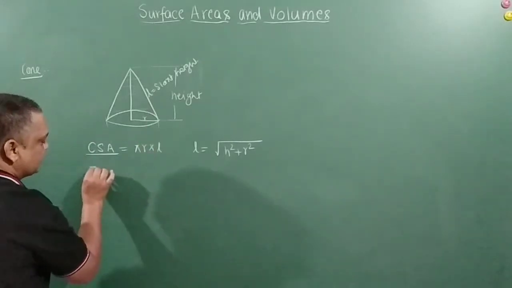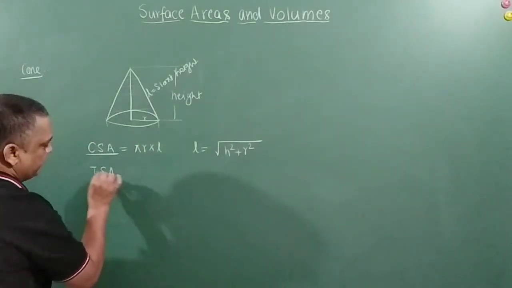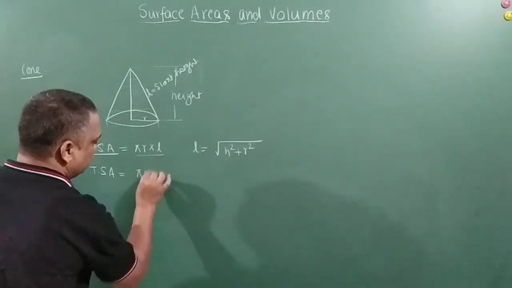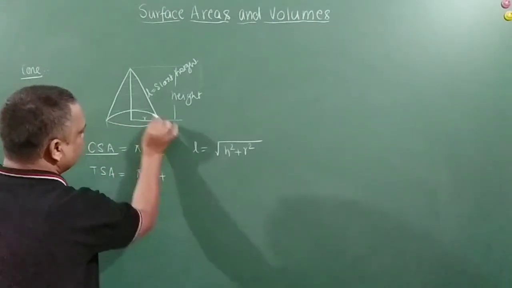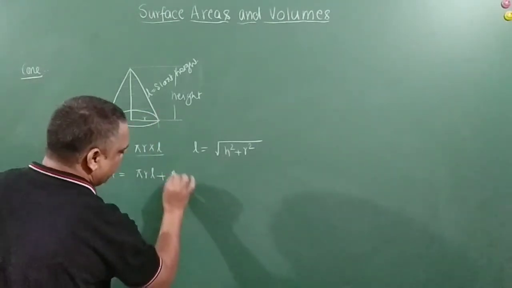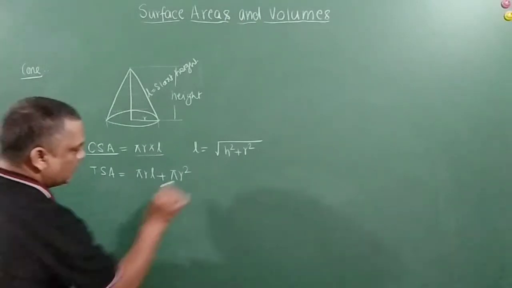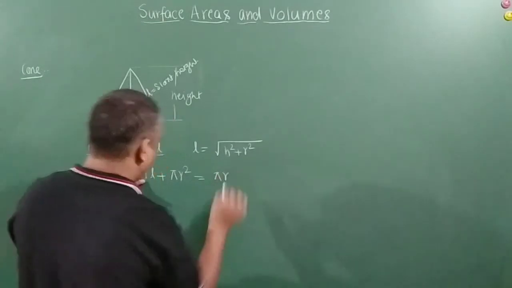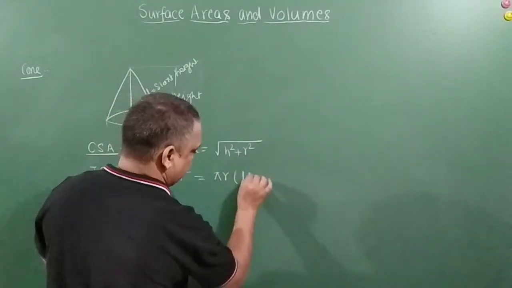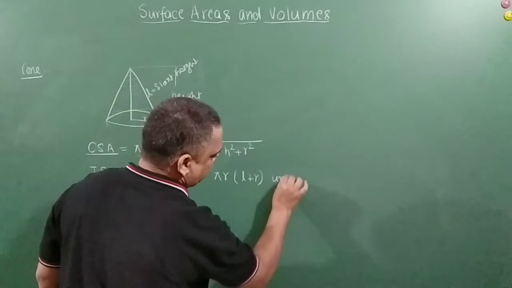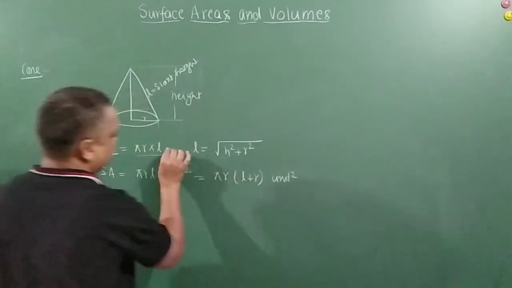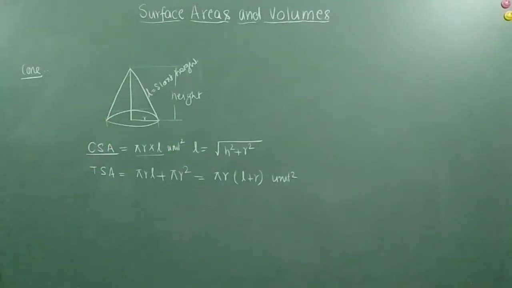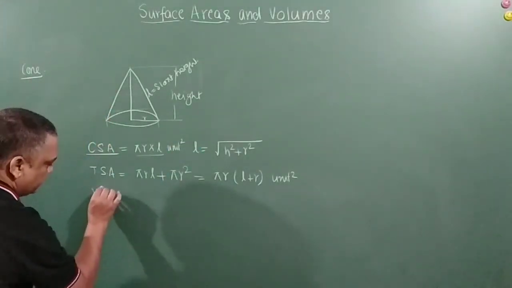Now talking about total surface area. Total surface area will be curved surface area, that is pi r l, plus area of the base, that is pi r square. Now, whatever is common you can take, here pi r. So this is pi r into (L plus R), and this will be unit square, since these are all areas. Right? Okay.